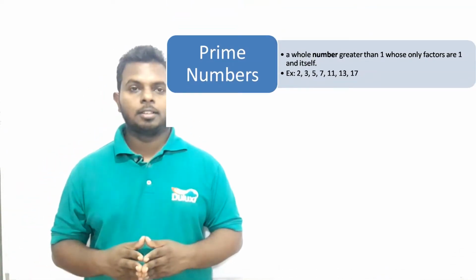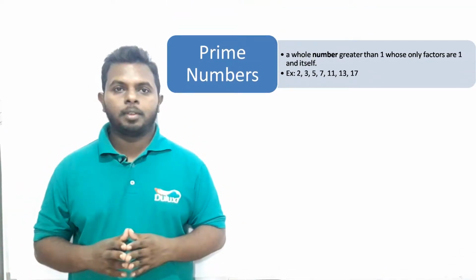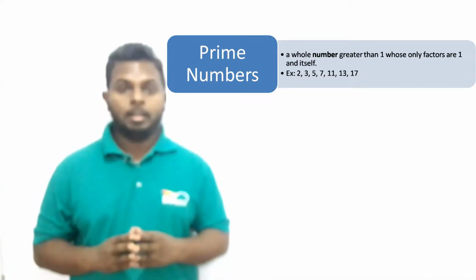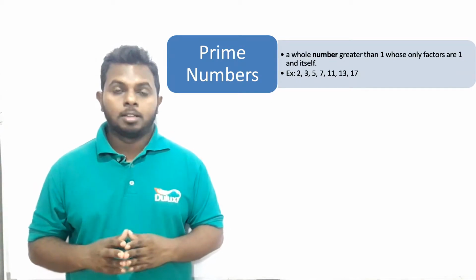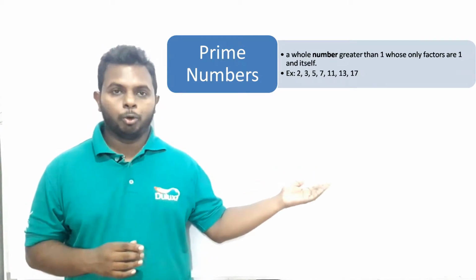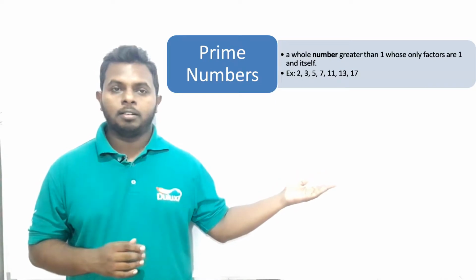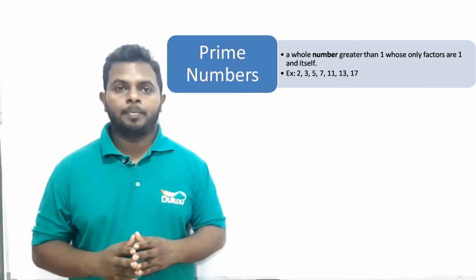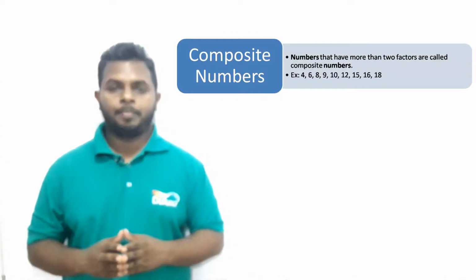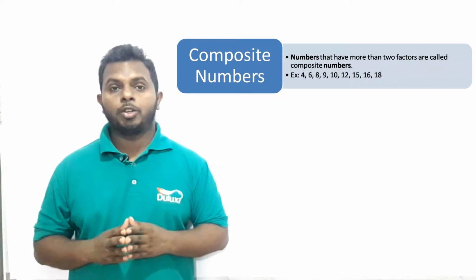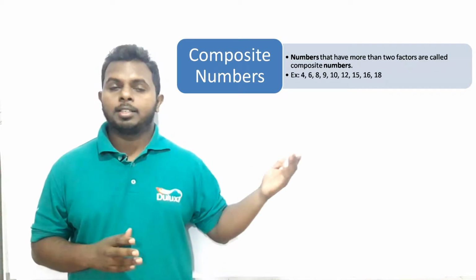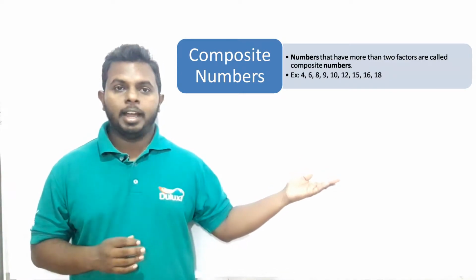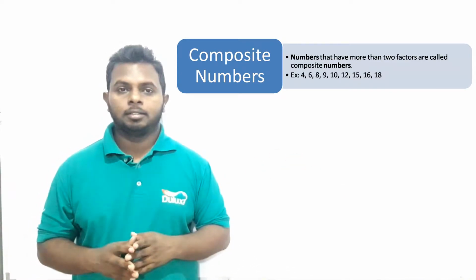Prime numbers. What is a prime number? A prime number is a whole number greater than 1, whose only factors are 1 and itself. Some examples of prime numbers are 2, 3, 5, 7, 11, and so on. Composite numbers. Numbers that have more than 2 factors are called composite numbers. Examples: 4, 6, 8, 9, 10, and so on.